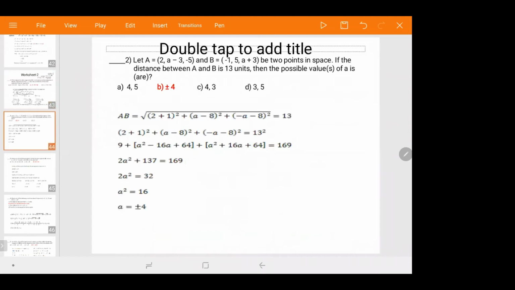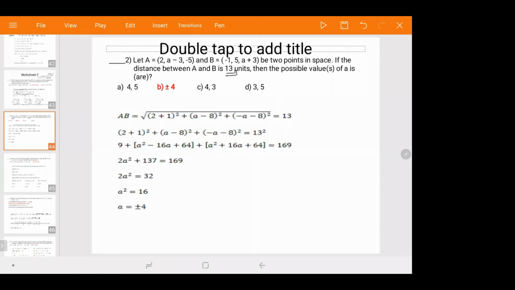Now, the second question. Let A be the ordered triple (2, a - 3, -5) and B another ordered triple (-1, 5, a + 3). Let these be two points in space. If the distance between these two points is 13 units, the question is to find the value of a.